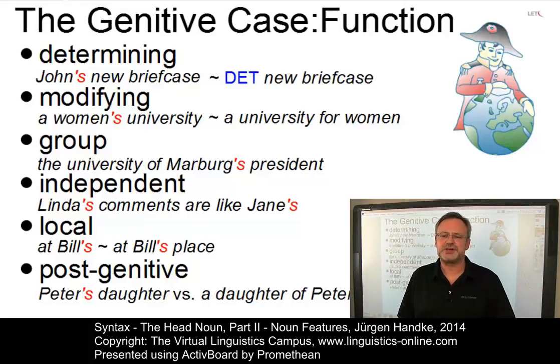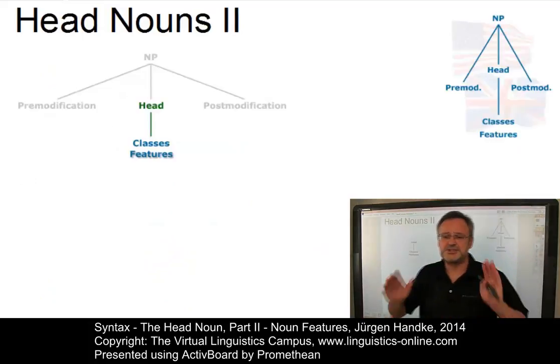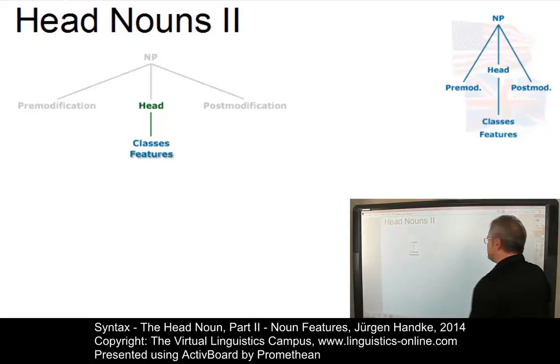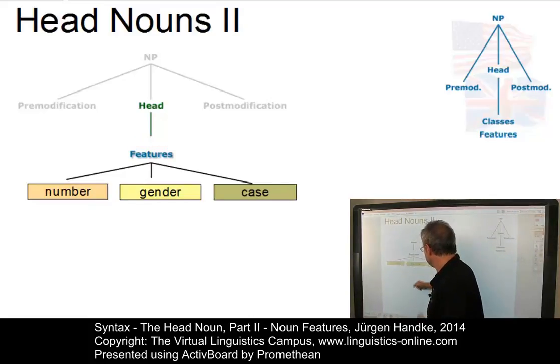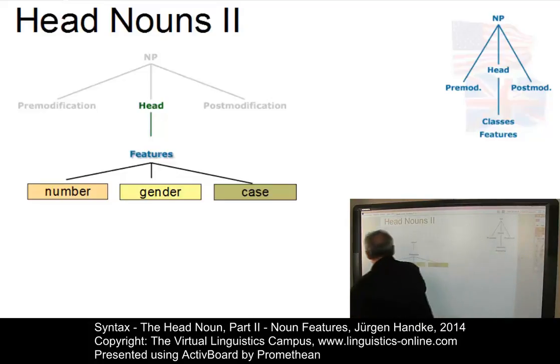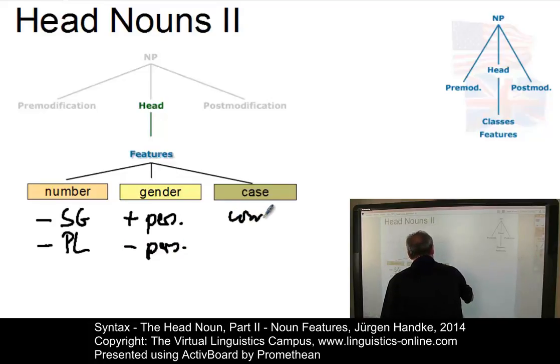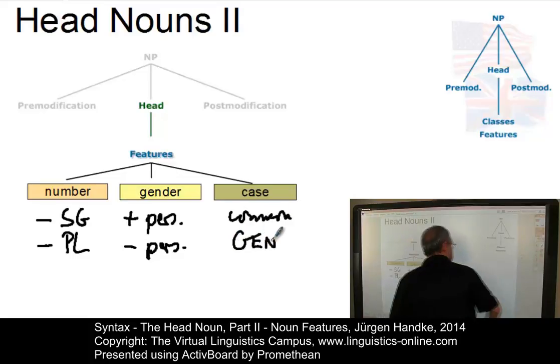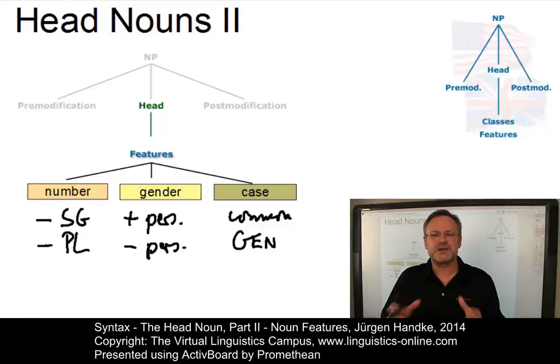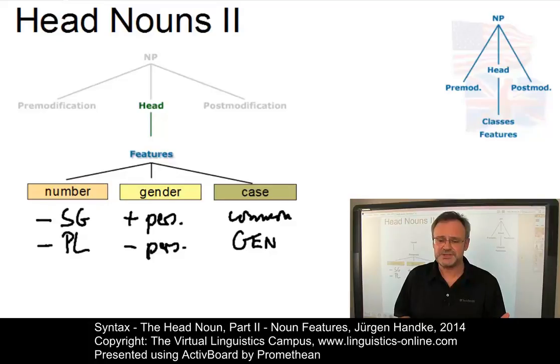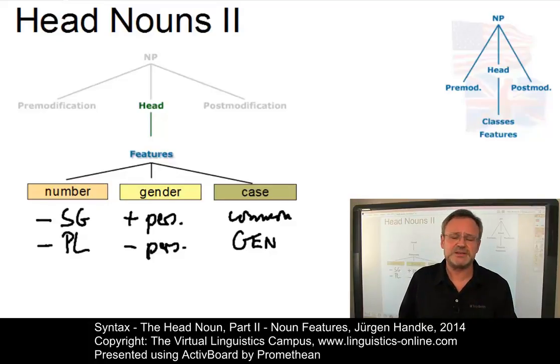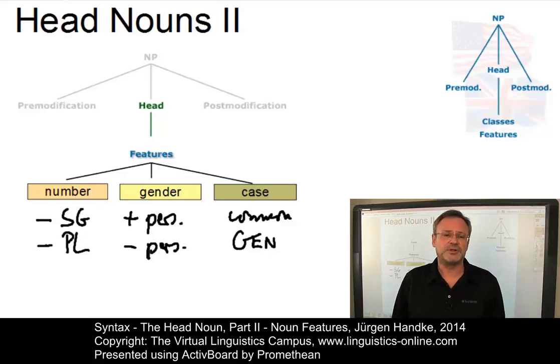Well, so much for the notion of case and the other grammatical features associated with present-day English head nouns. We saw that despite its rudimentary system of declension, such as number, gender and case, where in each notion we have two realizations, the singular and the plural, as number variants, plus personal and minus personal gender, and the common versus the genitive case. So despite this relatively slimline system, present-day English is still relatively complex. This complexity, however, is more evident in the semantic interpretation of these categories rather than in their formal realization.